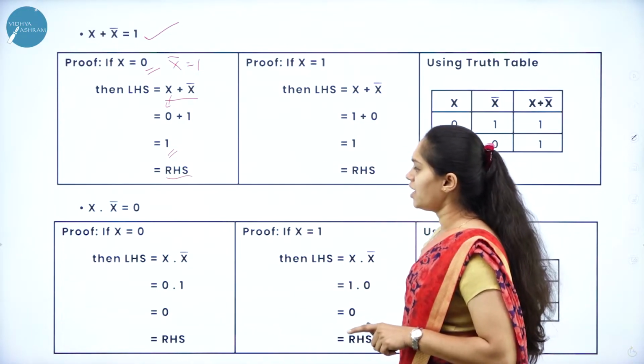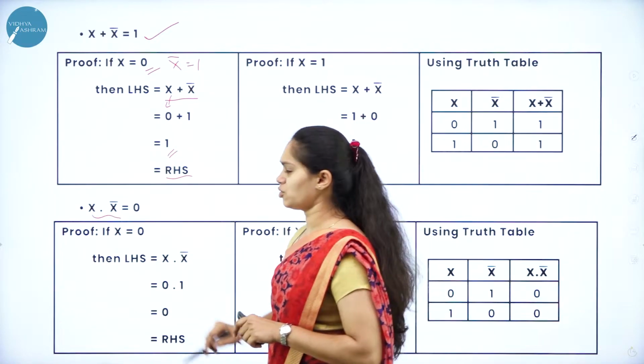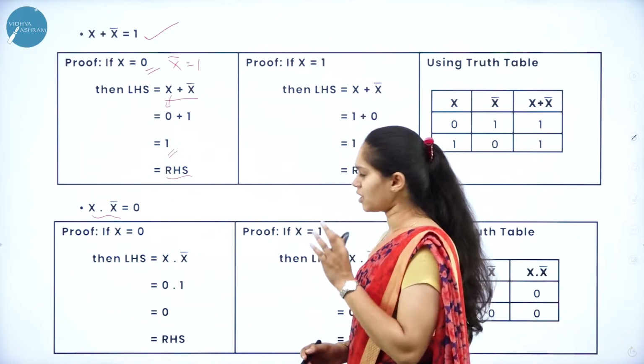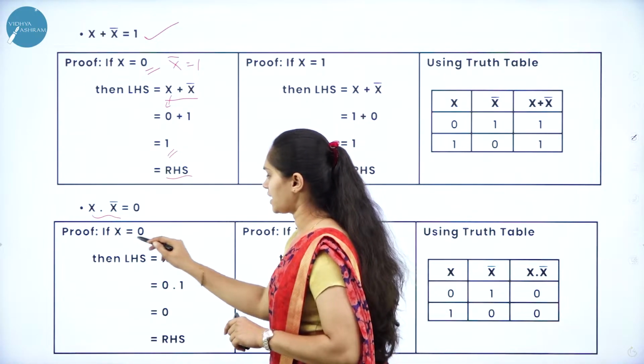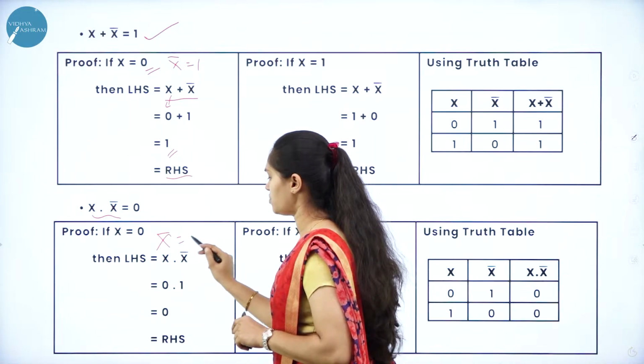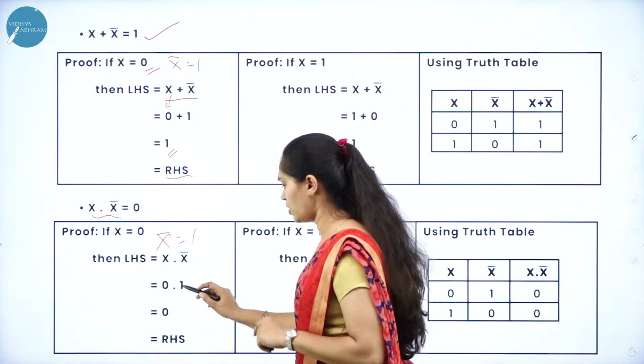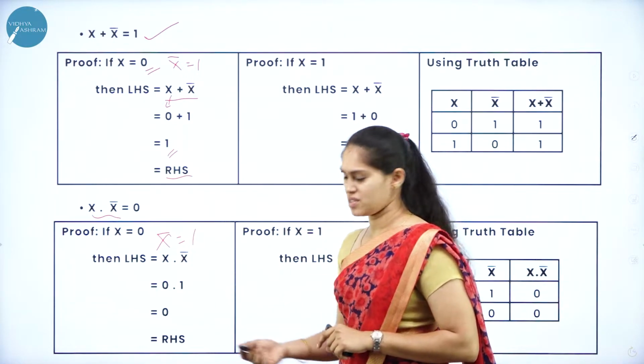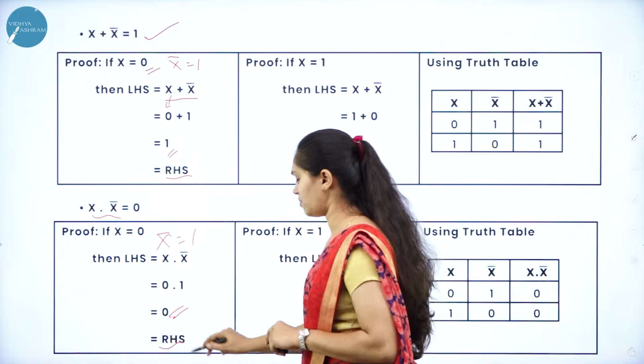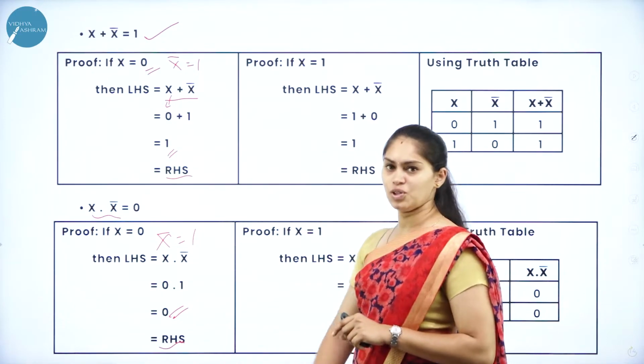In the same way, here also I can take that. If I want to do the product, x dot x bar is equal to 0. So you can see here x value is 0, then x bar must be 1. So 0 into 1. If I multiply any number with 0, then it will be 0. So we have proved LHS is equal to RHS.